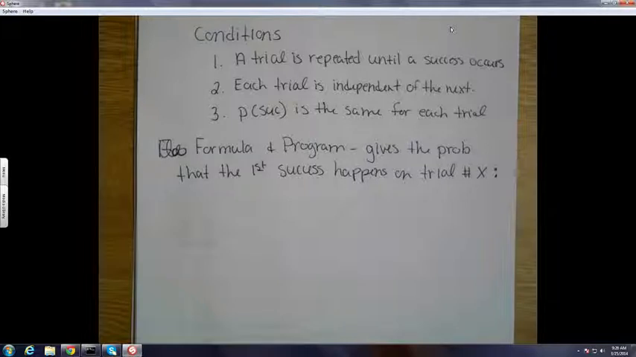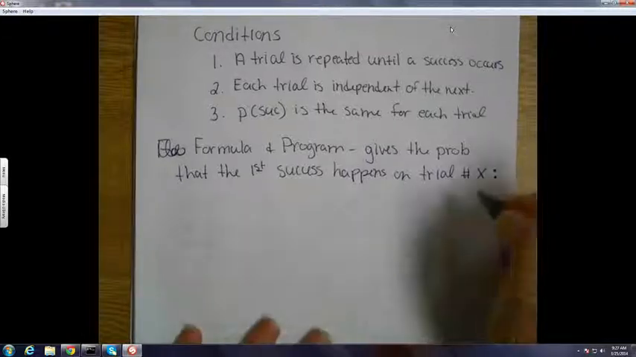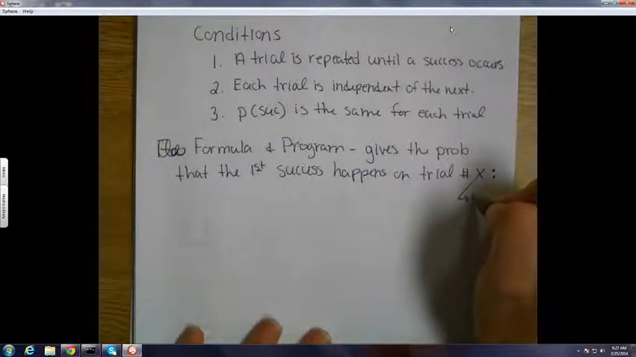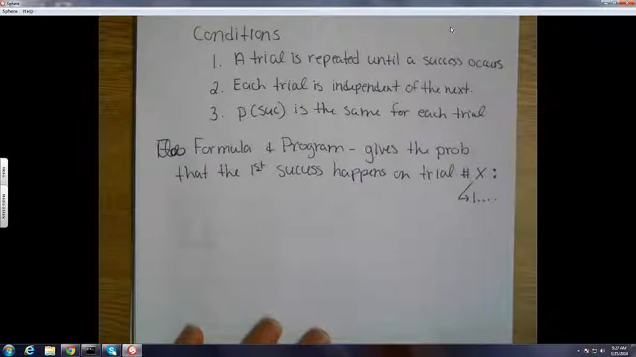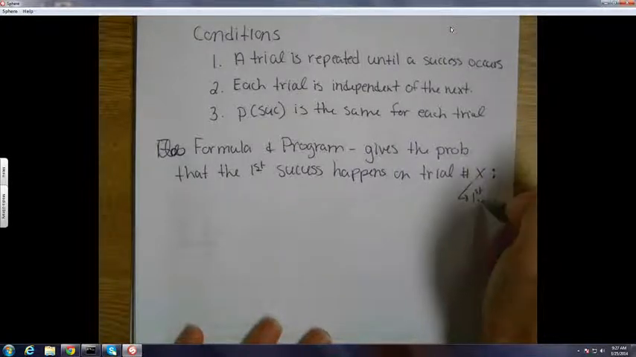Okay, before I start, what's the smallest value X can take on here, knowing that X is a trial number? 1. We can't have 0 here, because in binomial, X represented the number of successes, and we could have no successes. Here, it's the trial number of the success, so it has to start at 1. So here, X must start at 1 and then go up. It either happens on the first trial, second trial, on and on and on.